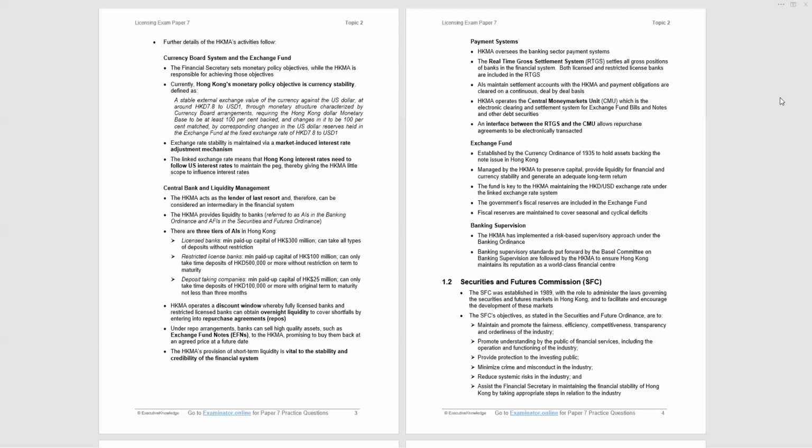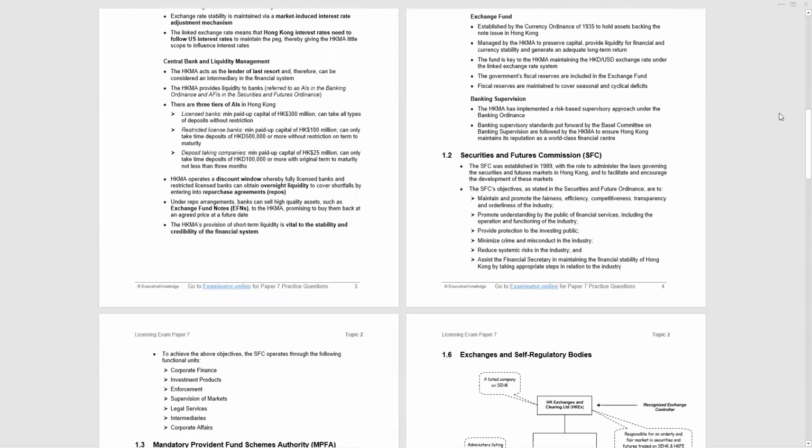The SFC should maintain and promote fairness, efficiency, competitiveness, transparency, and orderliness of the industry, promote understanding by the public of financial services, including operation and functioning of the industry, provide protection to the investing public. That's considered extremely important. Minimize crime and misconduct in the industry, reduce systemic risks in the industry. In 1987, the Hong Kong markets closed for 3 days after Black Monday. That was severe systemic risk. So now the SFC is tasked with reducing that systemic risk. Assist the Financial Secretary in maintaining financial stability of Hong Kong by taking appropriate steps in relation to the industry.